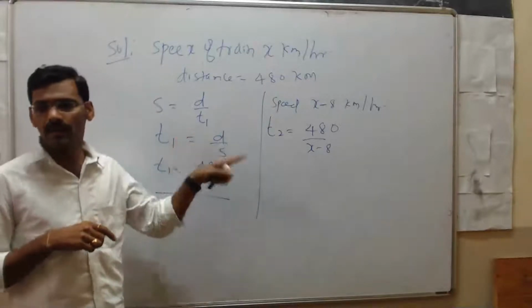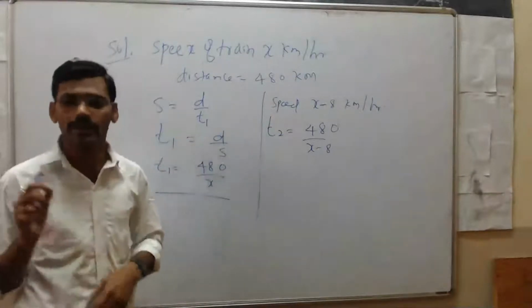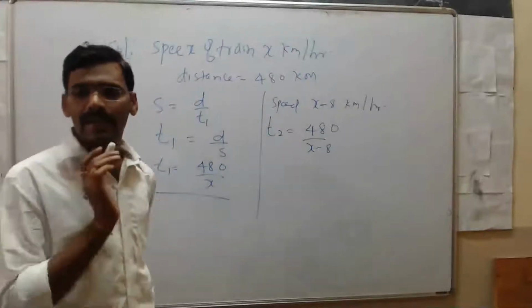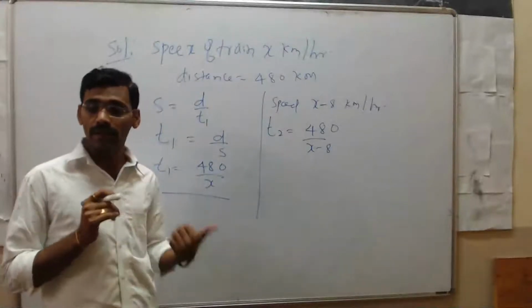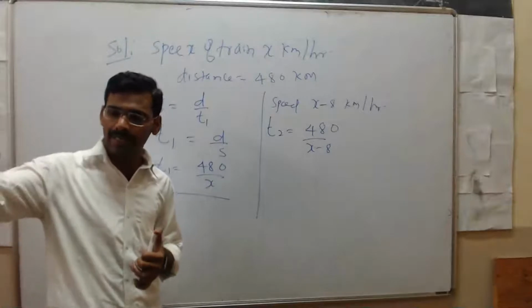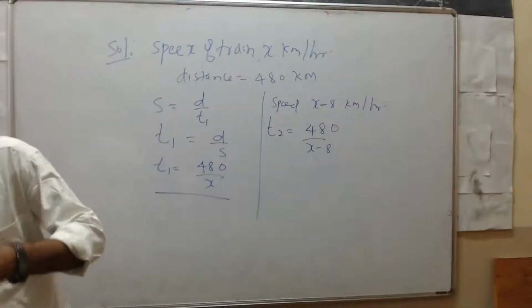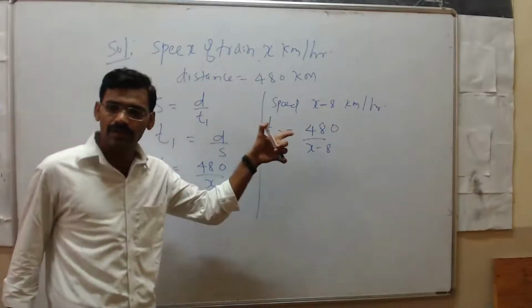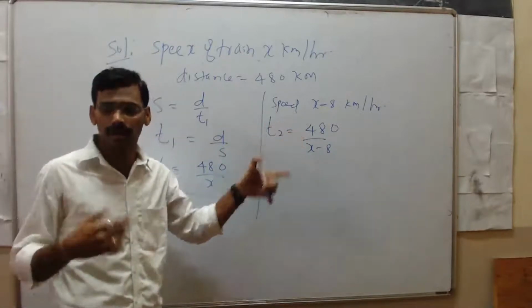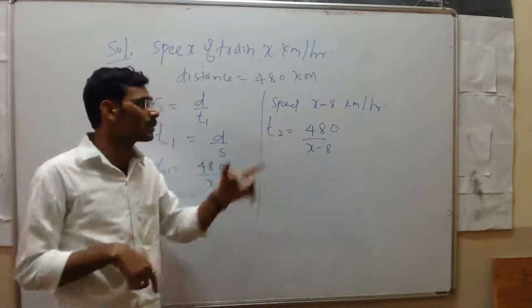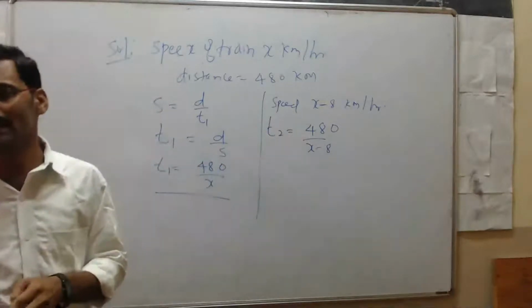Numerator goes to denominator, denominator goes to numerator. t1 is equal to distance 480, and the first speed is x kilometer per hour. In the second situation, if the speed becomes 8 kilometer per hour less, we have to consider x less, that means x minus 8 kilometer per hour. Therefore t2 is equal to 480 divided by x minus 8.